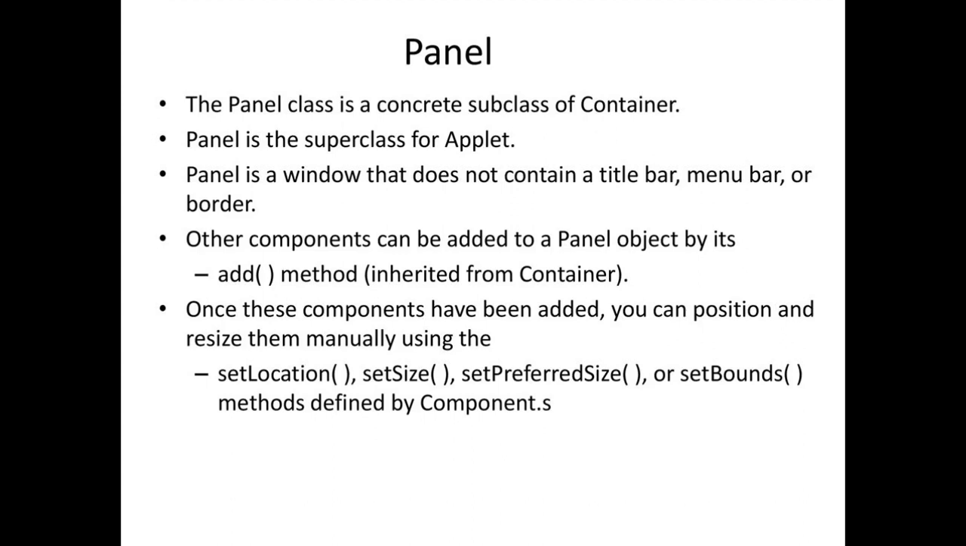Panel is a window that does not contain a title bar, menu bar or border. That means nothing is there in a panel. Other components can be added to a panel object by the add method. Inside that add, you have to pass that object if you want to add that component to this panel. Once these components have been added, you can position and resize them manually using the setLocation, setSize, setPreferredSize or setBounds methods defined by component.